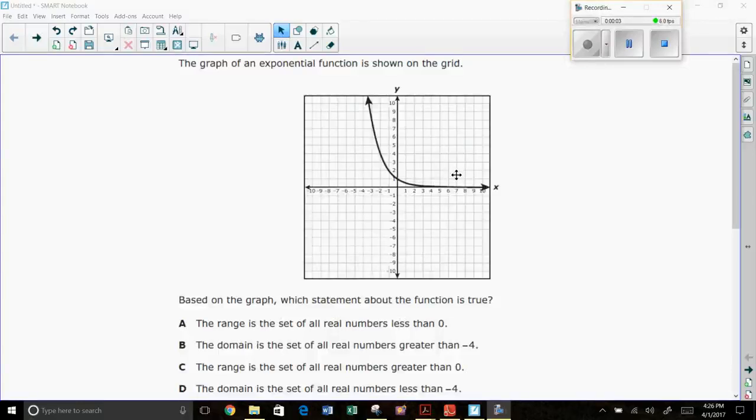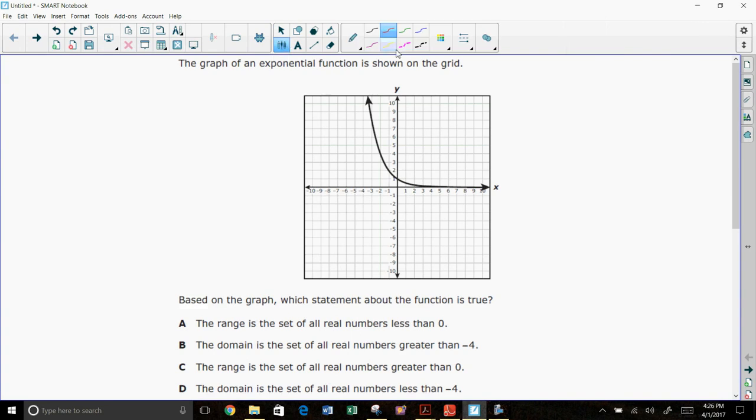The graph of an exponential function is shown on the grid. Based on the graph, which statement about the function is true? Alright, so let's just go choice by choice until we find the correct answer. So letter A says the range is a set of all real numbers less than 0.